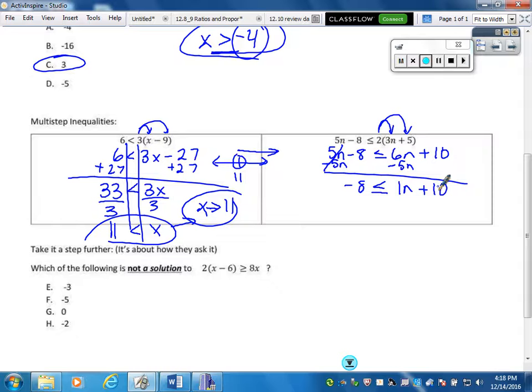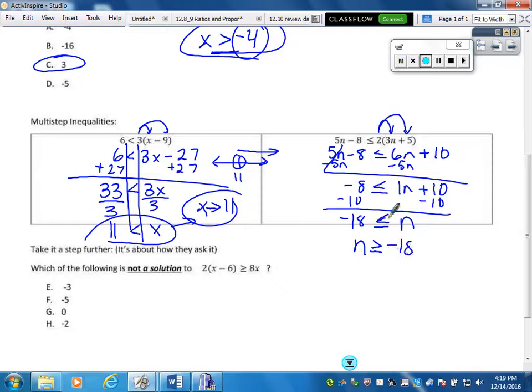Now I've got a good old two-step. So subtract my 10 and divide by that 1. So I've got negative 18 is less than or equal to 1n, which is the same as n. And I'm all done. But here we are again. I want to make sure I lead with the n. So n is greater than or equal to negative 18.